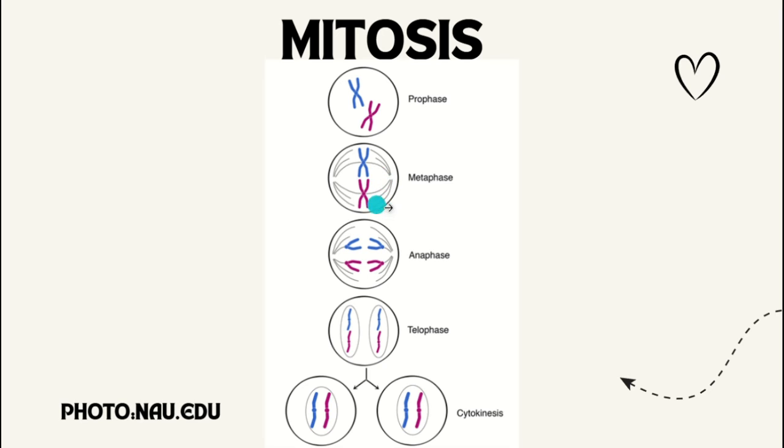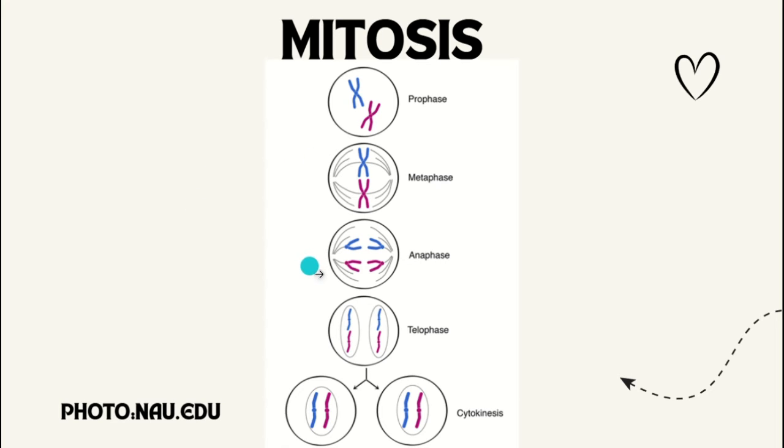When these spindle fibers extend, they are going to attach themselves to something called a kinetochore. The kinetochore is at the back of the centromere, so the fibers attach to the kinetochore, which is on the centromere right here. So these spindle fibers extend, they attach themselves, and we have the chromosomes lining up at the equator. Those are the main things happening in metaphase.